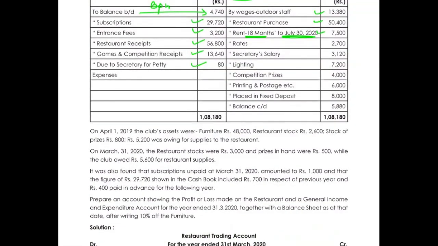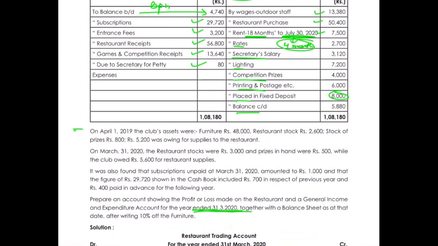So our year end at the bottom, it is given as 31st of March 2020. So extra rent is paid for how many months? April, May, June and July. 4 months rent is prepaid. That we need to make that adjustment later on. Then we have rates, secretary salary, lighting, competition prizes, printing and postage, placed in fixed deposit. So this is your asset and the closing balance of your receipt and payment account.